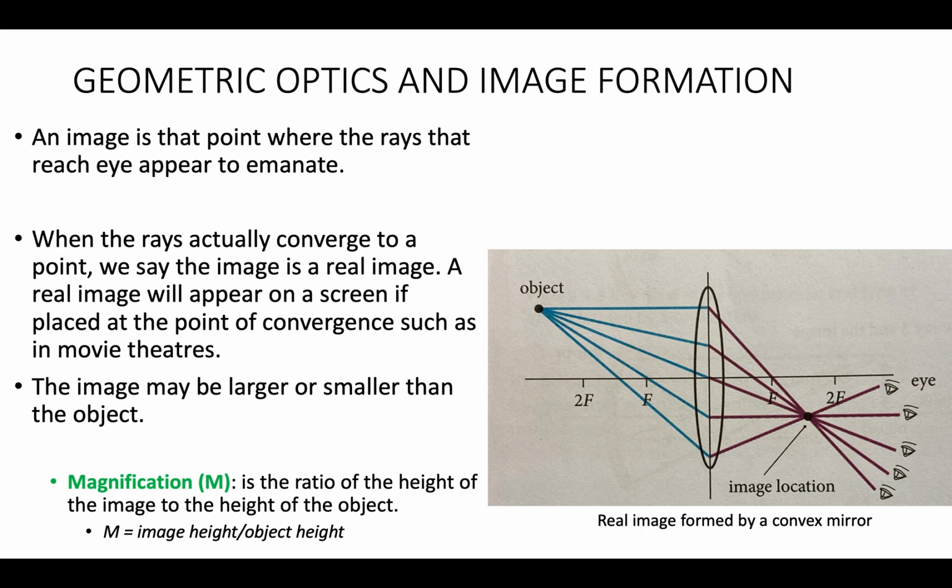So a real image will appear on a screen if placed at the point of convergence, such as in movie theaters. Of course, when we see movies in movie theaters, the image is projected on the big screens from projectors. That's a practical example, because the images are real, so we can see them as they are. The image may be larger or smaller than the object.